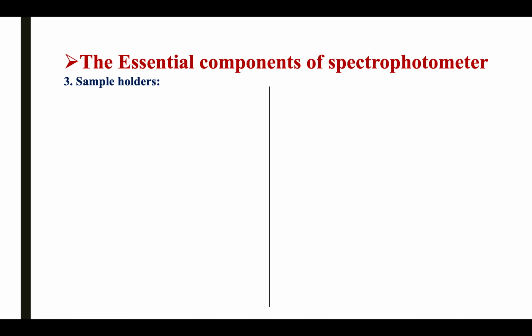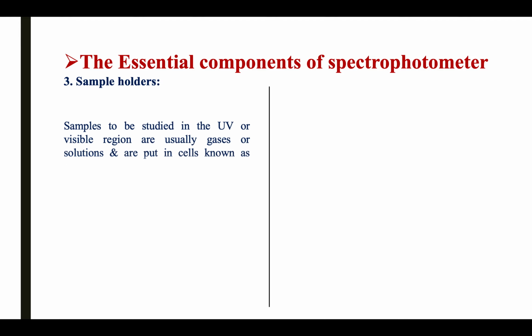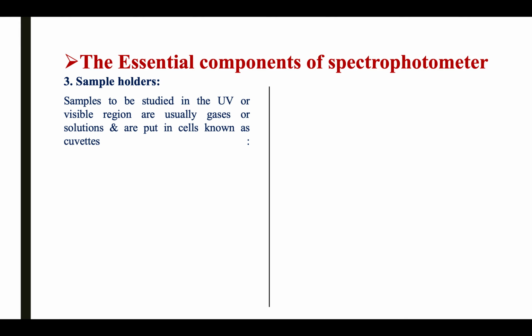Now we will see the third essential component of a spectrophotometer, which is the sample holder. Your sample has to be put in a particular holder. The samples to be studied in the UV visible regions are usually gases or solutions, and are put in a cell known as a cuvette. So the sample holder name is a cuvette. There are different types of cuvettes.